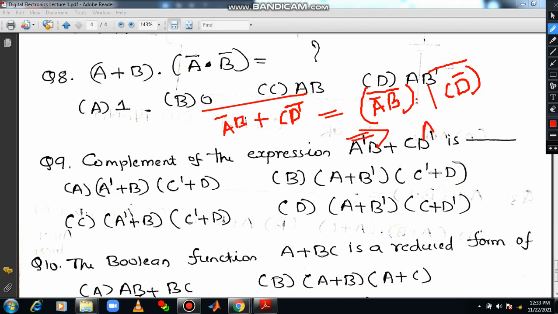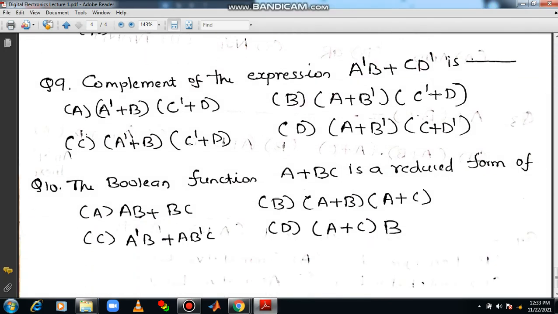Now again you can divide. A bar whole bar, that means A, right? Then B bar, into means dot, and C D bar complement gives C bar plus D. Now you please identify the answer. That means A plus B bar, C bar plus D. So please select option B. I think it is clear. You can apply De Morgan's law and you can verify. That's it.